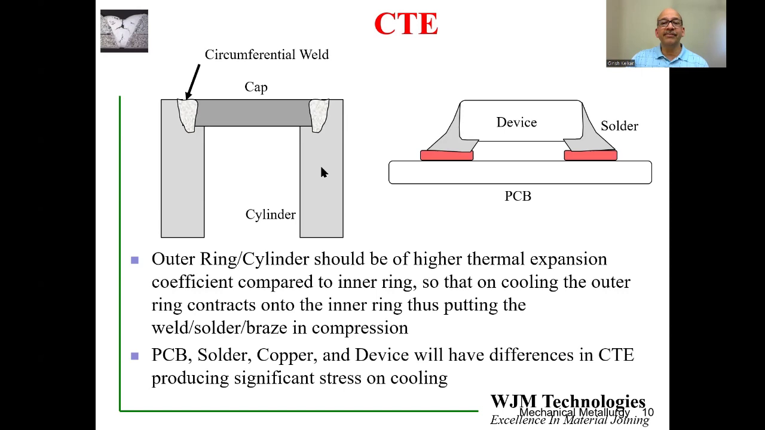Now keep in mind that compressive stresses in the weld are good because compressive stresses tend to close any cracks that could potentially form. So one of the things you need to keep in mind when you design a weld or a joint or a braze or a solder, you have to consider the CTE mismatches because oftentimes you are making a dissimilar metal or a glass or a ceramic joint.